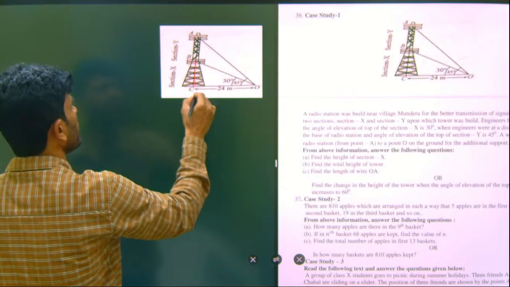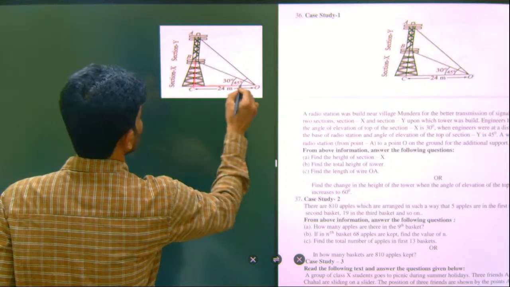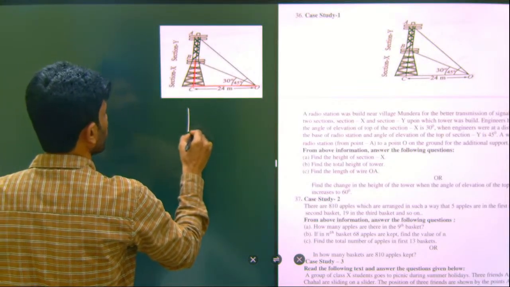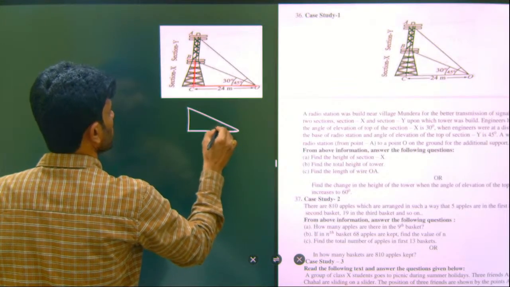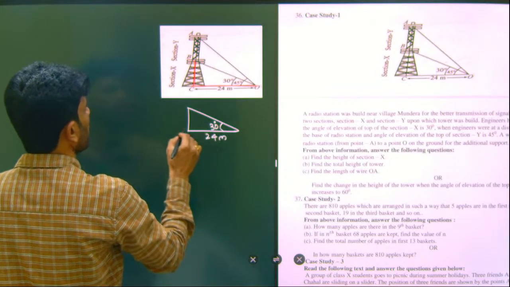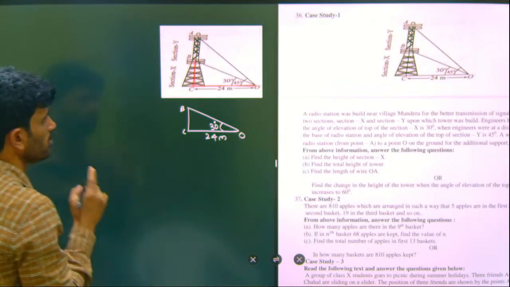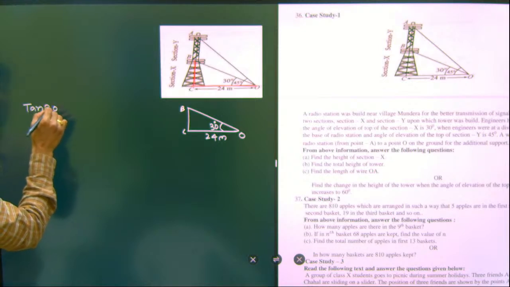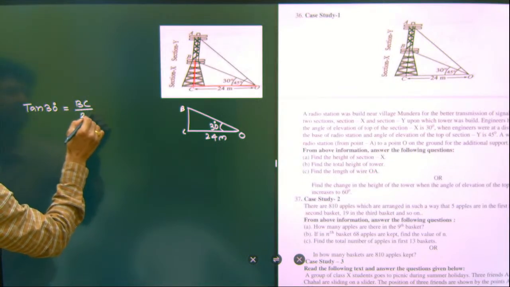This one we know, 24. Adjacent side is 24. Opposite side we have to find. So we have to draw a rough triangle like this. This is 24 meters and this angle is 30 degrees, and this section X, BC, we have to find. This is O. Then what we have to use? Tan 30 degrees. Tan 30 degrees is equal to opposite side BC by adjacent side 24.